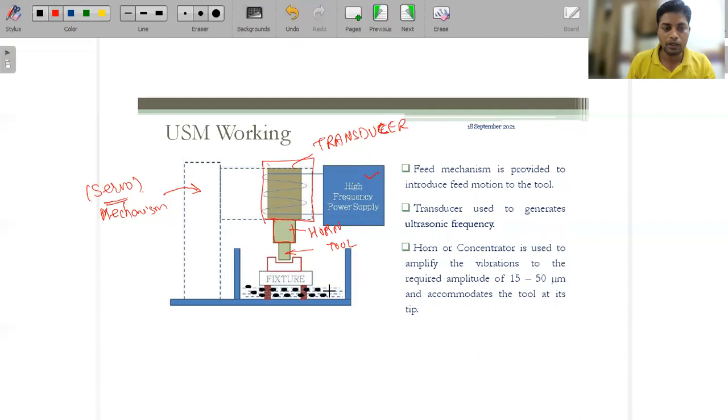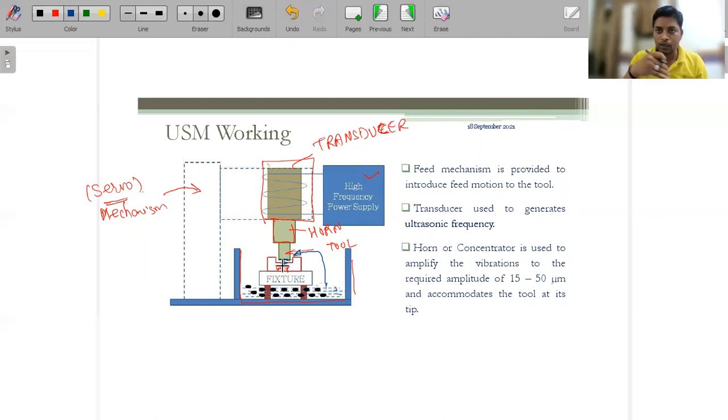Now here is the container. This maroon color is the anvil. Over that a fixture is mounted, and over the fixture, this red color is the workpiece. This is the water, and these black particles are nothing but the abrasive slurry. We supply this abrasive slurry up to here using different kinds of pumps. The slurry, a combination of water and abrasive particles, comes through the hoses. There is a minimum gap between the tool and the workpiece.